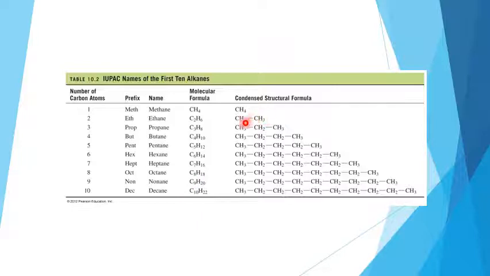Now, if you look over here, here's the condensed formula for each one of them, each long chain. And they're easy to remember. Notice you just add 1 more carbon all the way through.